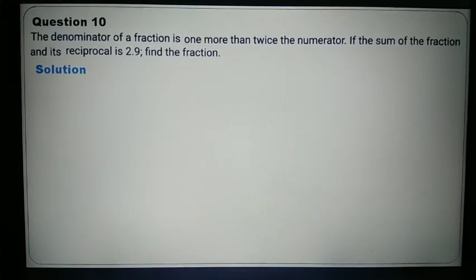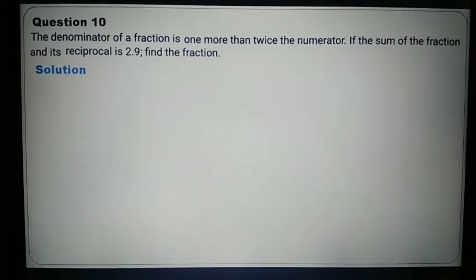Okay, let's look at this question. We have the denominator of a fraction is 1 more than twice the numerator. So we need to understand this language first. Now there's a fraction.